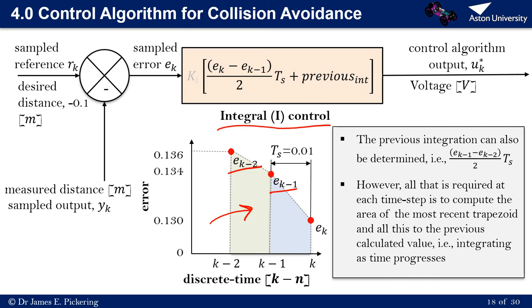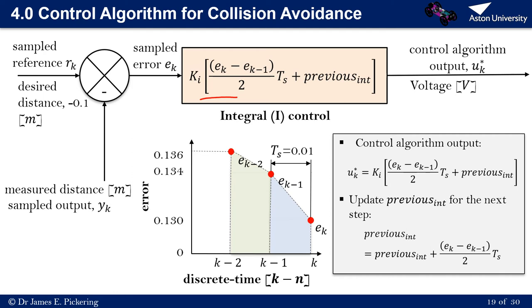So what we actually do is, at each time step, we compute the area of the most recent one, and we sum up all the previously calculated values, integrating as time progresses. All the previous values that have gone before this one, we sum up and put into just one number, and then we just determine this one here. And that, the integral, summing those up, will hold the control action if the error, for example, becomes zero. So what we've just determined is the control action, u[k], which is controlling the voltage, equal to Ki, your integral control gain value, multiplied by what we've got in the block.